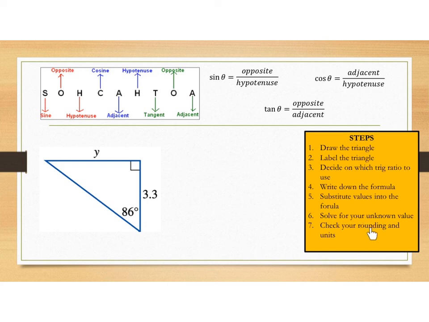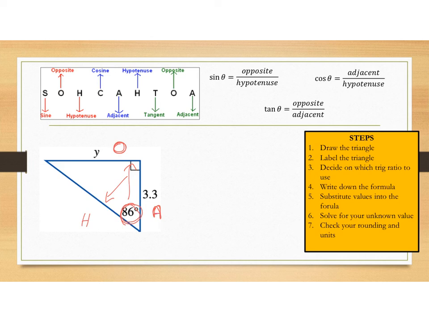And I've written a list of steps here that we can follow for any kind of problem that needs us to use these angles. So the first step, draw the triangle, that's been done. The second step, label the triangle with those side lengths. So we'll start with the easiest one, the hypotenuse. This time our reference angle is here. So our opposite is going to be the y, and our adjacent, the one left over, is 3.3.